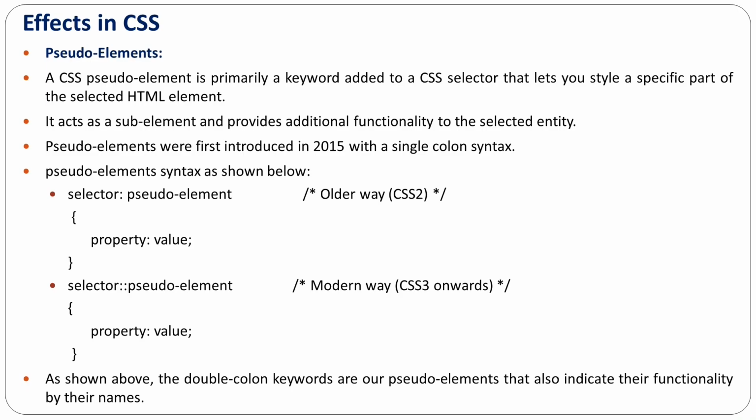This was the syntax used with CSS version 2, but now in CSS version 3 the syntax is changed from single colon to double colon. So now if you are providing a pseudo element effect, you have to write the selector, then double colon and then the pseudo element, and in curly brackets you provide various properties and their values. The double colon keywords are our pseudo elements, which also indicate their functionality by their names.